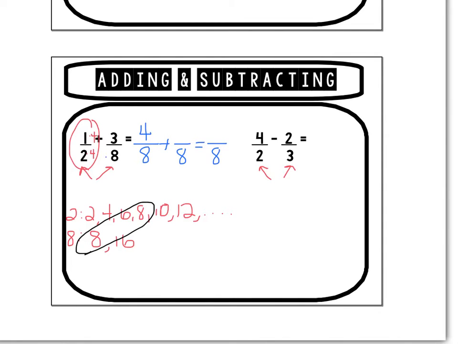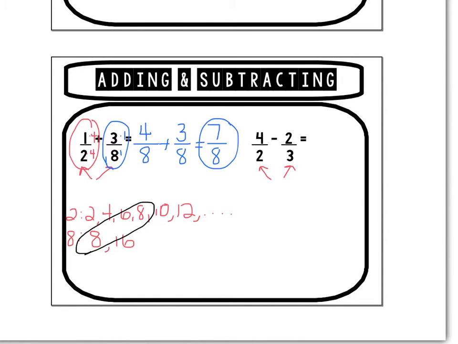Now when I get to my second fraction, I realize it's already over 8, so I can just leave it as it is. It's as if I'm multiplying by 1, which keeps everything the same. Once you've identified that you have common denominators, you just add the numerators. So 4/8 plus 3/8 gives us 7/8.